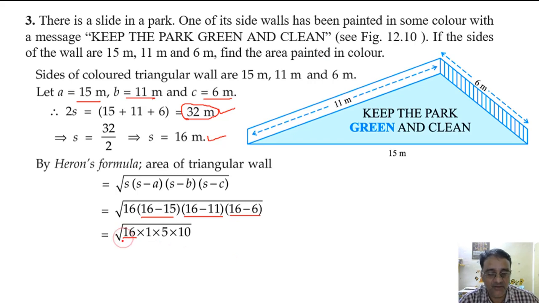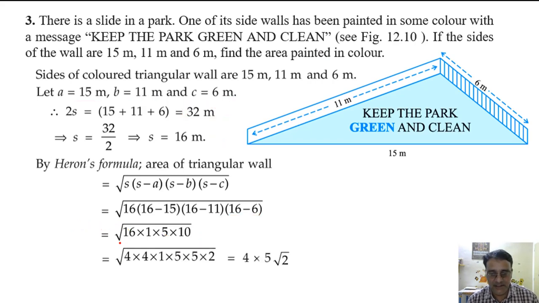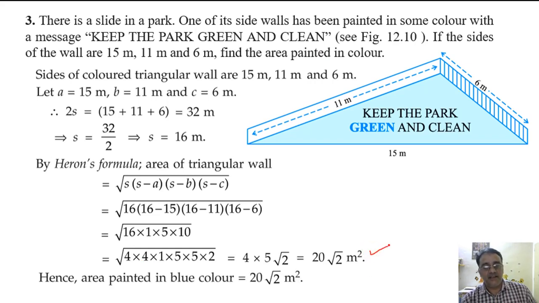Okay. Now this we can write. If you take this out, it will become 4, and in this there is a 5 and a 2. Only for 2 there is no pair. And this 2 5 we can take outside, it will become 1. So what is the final answer? 20 root 2. Right, 20 root 2 meter square. Hence the area painted in blue color in this diagram is 20 root 2 meter square.